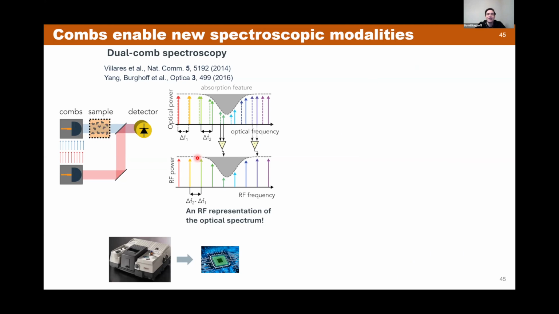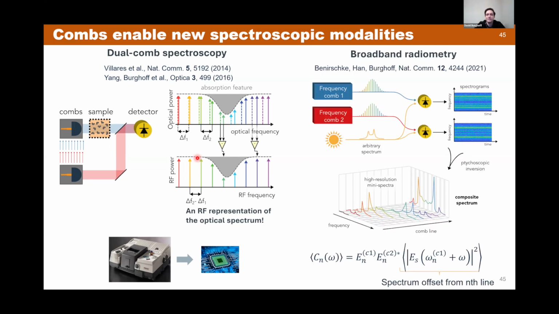I don't know. There's another technique that I'll talk about, which is a little bit different. This is not quite terahertz yet, but this is broadband radiometry. Dual comb spectroscopy has actually been done for a while. So I'll also discuss this radiometry technique, which is a technique for using two combs to measure the spectrum not of a sample, but of another light source.